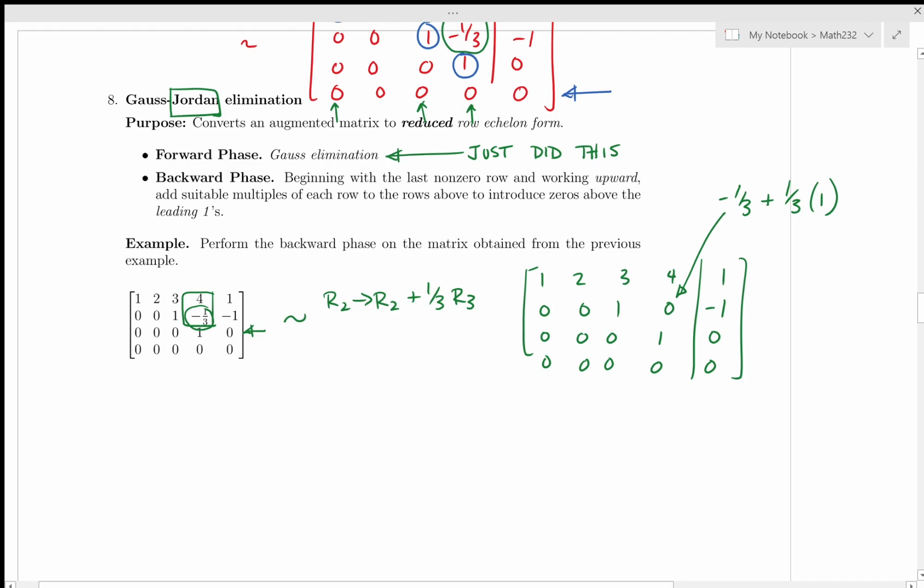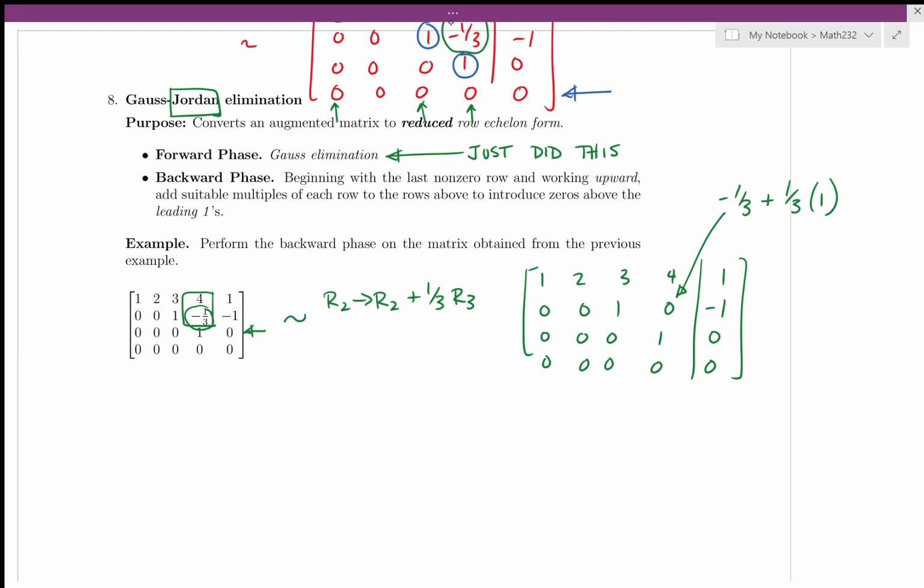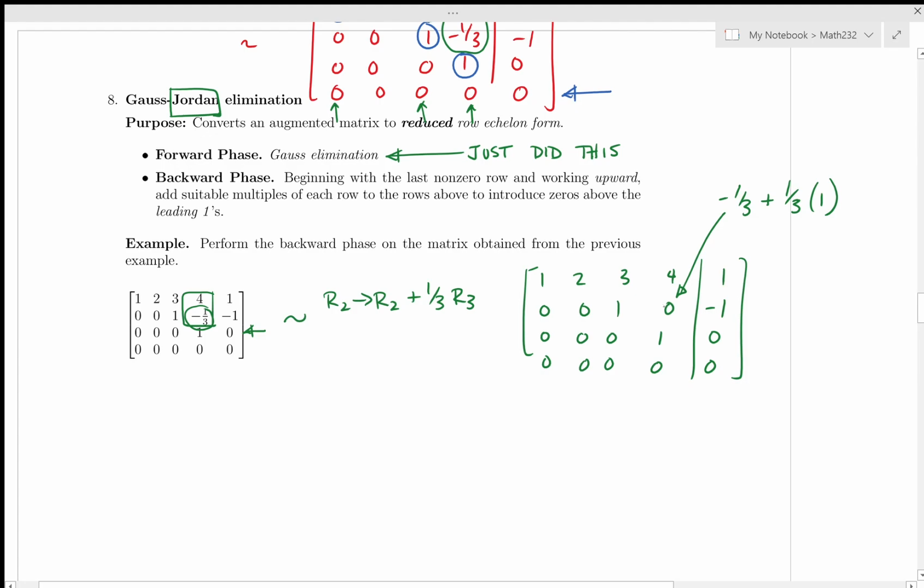What we got out of this is that this number right here is a 0 where it wasn't before. Now we want to work on this entry right here; we want it to also be a 0. We're trying to get zeros everywhere else in the columns that have leading ones, except for the leading one itself. Here are our leading ones. This is the Jordan part of the Gauss-Jordan elimination.